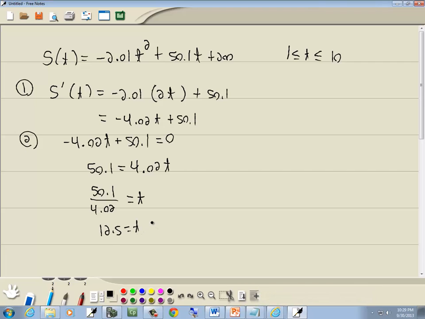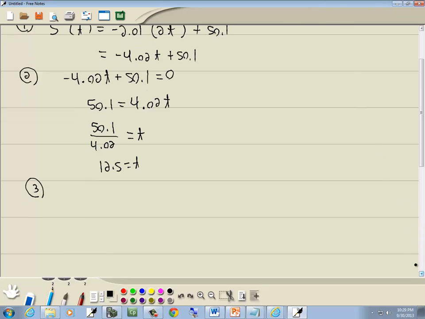Now notice, this is our critical value, but it does not fall in where we're looking. We're looking from 1 to 10. So we're going to ignore that. We don't use that one. And what we got is t is equal to 1 and t is equal to 10.